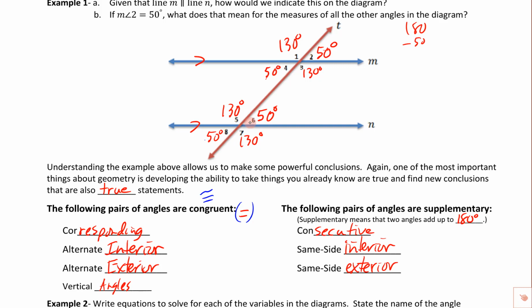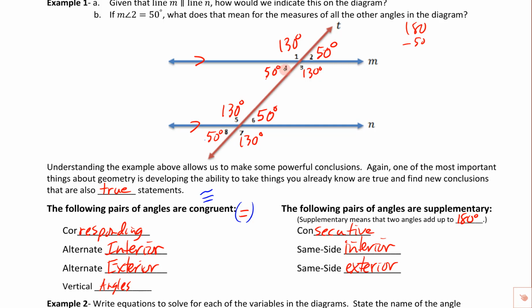And then we had some other relationships that weren't congruent, but they were supplementary. That means they add up to 180 degrees. One general name we could use for a lot of these is consecutive. Consecutive means they're right next to each other. So any angles that are right next to each other in the diagram are going to equal 180 degrees. So these are right next to each other. Those are supplementary. They add up to 180. Those are right next to each other. They add up to 180.